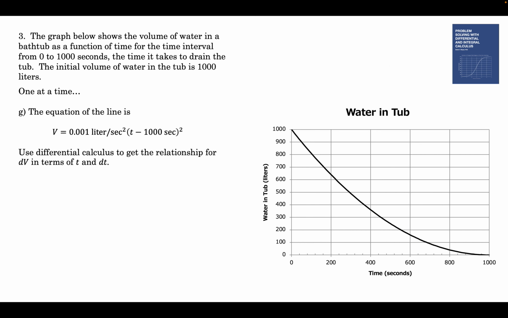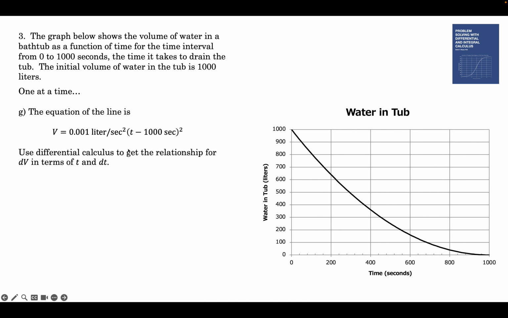On to part G. The equation of the curve is this, the normal equation: 0.001 liters per second squared times the quantity t minus 1,000 seconds, squared. If you plug this into a graphing program, you'll get that curve.